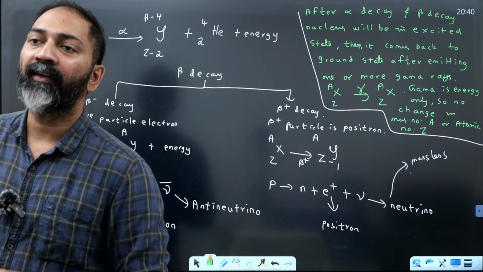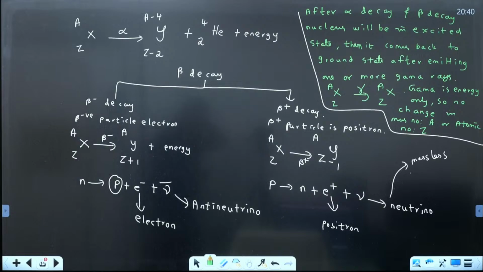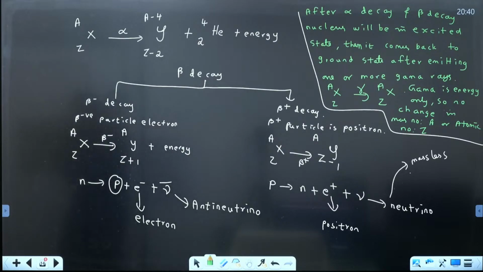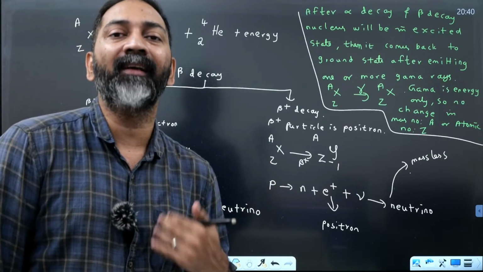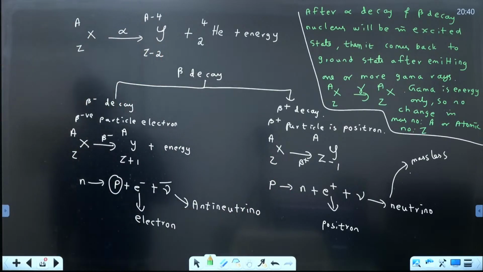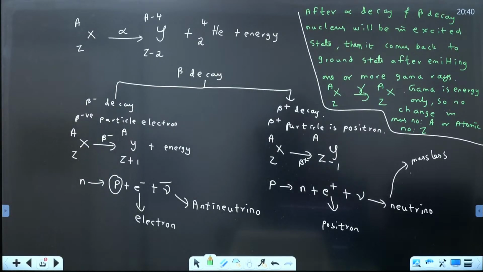So after alpha and beta decay, the nucleus will be in an excited state. It comes back to the ground state by emitting gamma radiation. Many teachers will say alpha particle, beta particle, gamma particle. No, gamma is not a particle. Gamma is radiation. That is the reason why even after gamma comes out, there is no change in mass number or atomic number. It's just energy.